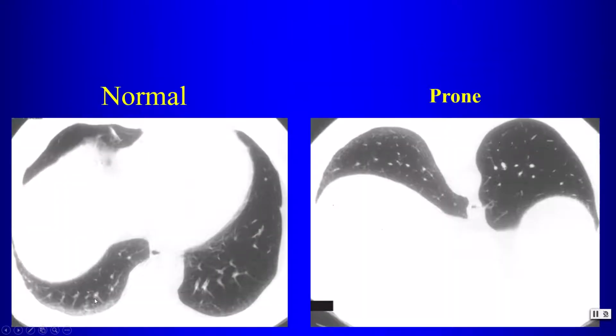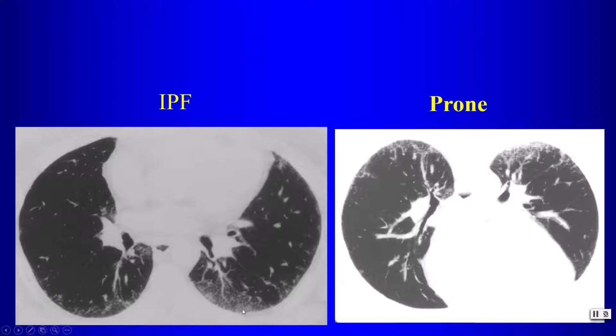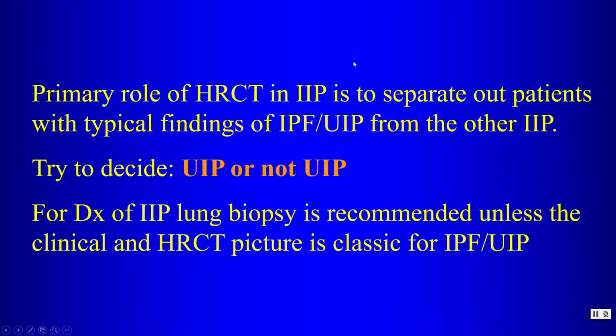Then here's an example of somebody with ground glass because of dependent atelectasis. We turn the patient prone and that goes away. This is an example of somebody with pulmonary fibrosis. We have ground glass opacity and a little bit of traction bronchiectasis here on the right side. When we turn that patient prone, the ground glass and the reticular abnormalities remain. They don't go away, so this is real interstitial lung disease.